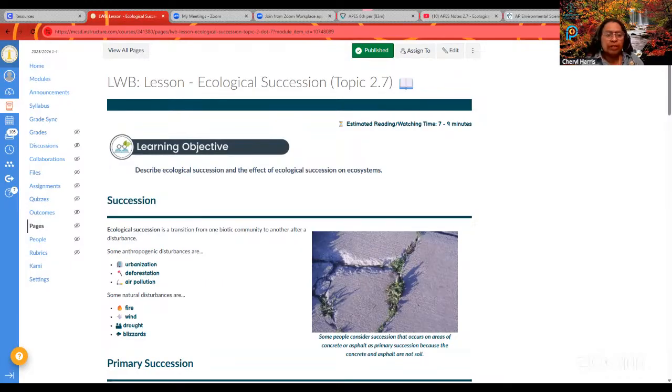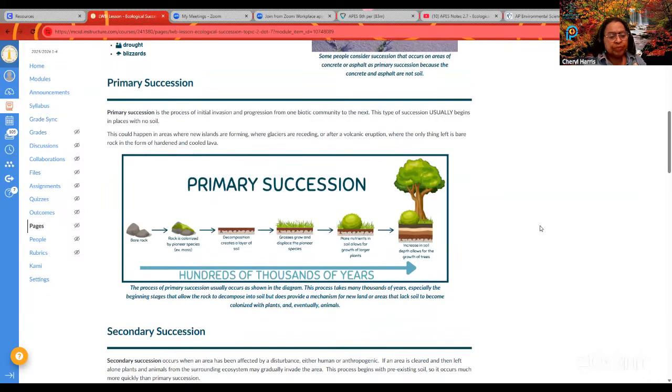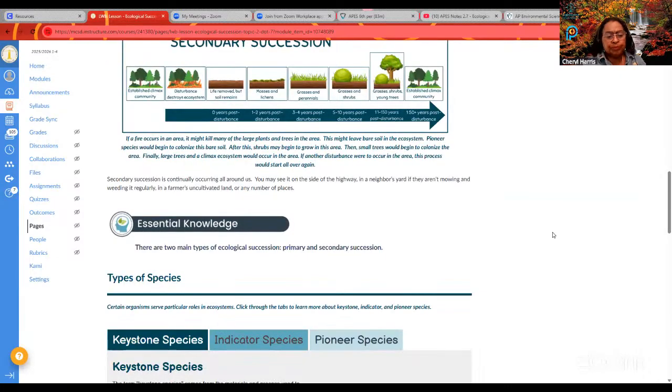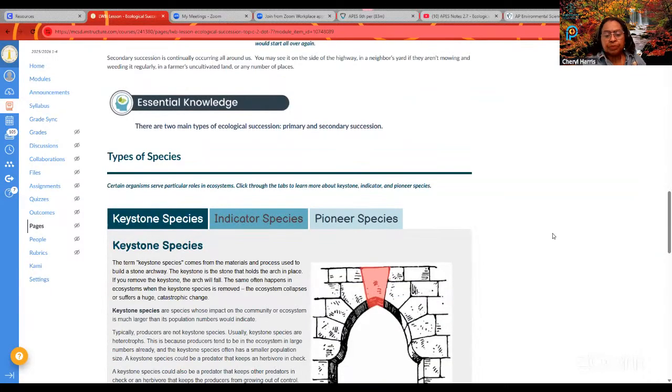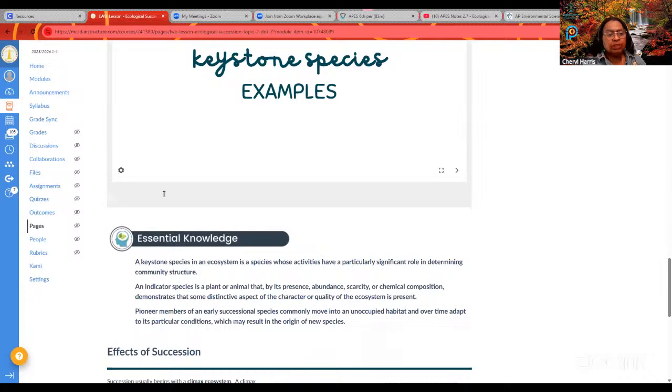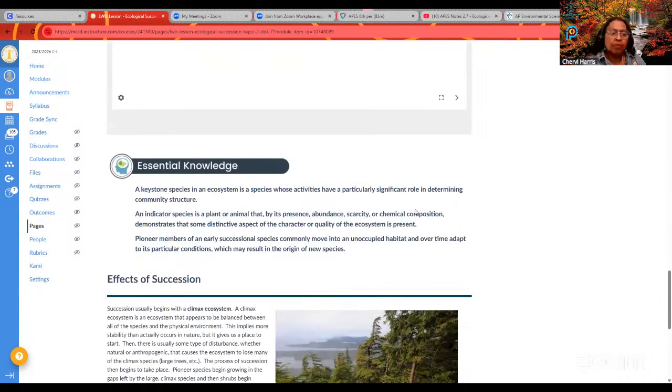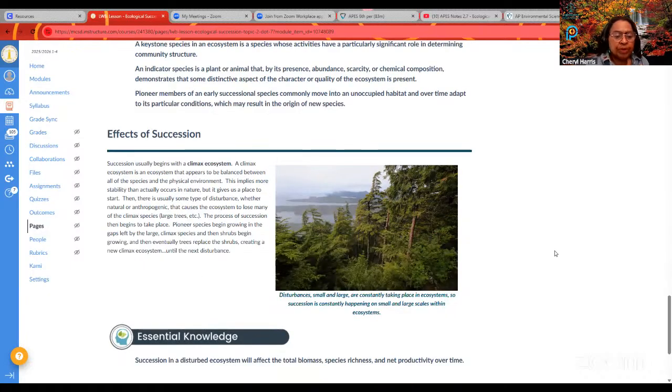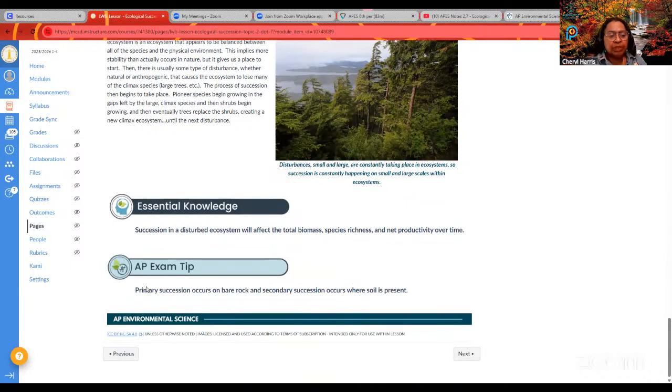I explained to the rest of the group that this, 2.7, is the last lesson in Unit 2, so we're doing that today. So please read over this section, and as always, while you're reading, always look at the essential questions, what you should know for that unit, and the AP exam.